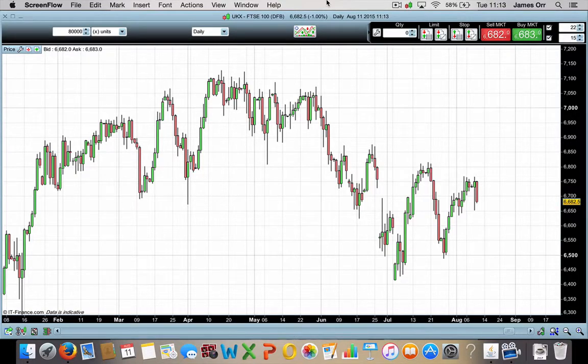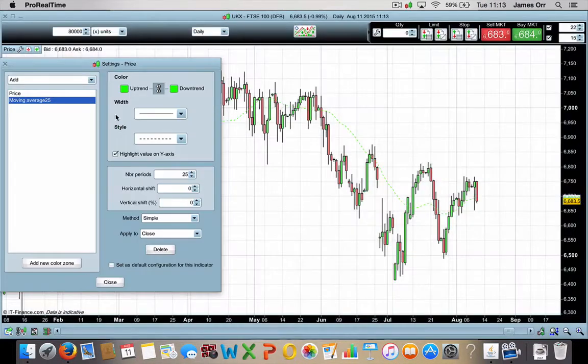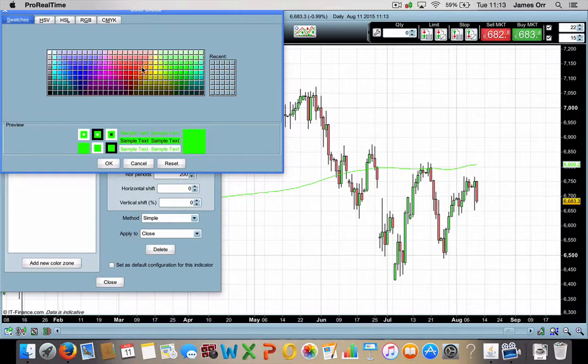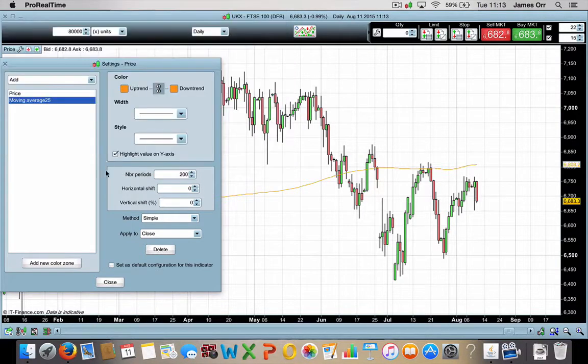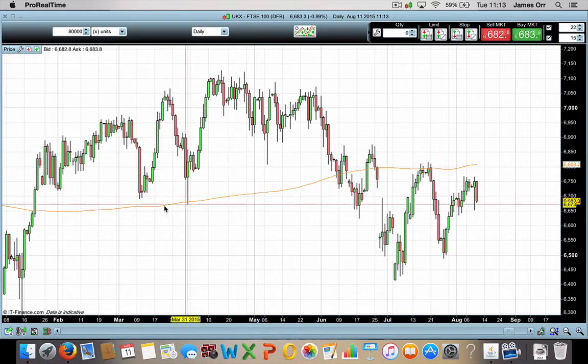Okay, so I'll start on the FTSE and then I will do a Forex pair. Start on the daily time frame. The first moving average that I use is the 200 moving average. Just a simple moving average. I'll make this one orange so you can see it nice and easy. Now I use this on the daily time frame.